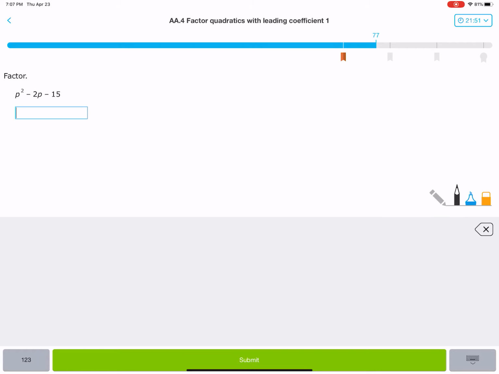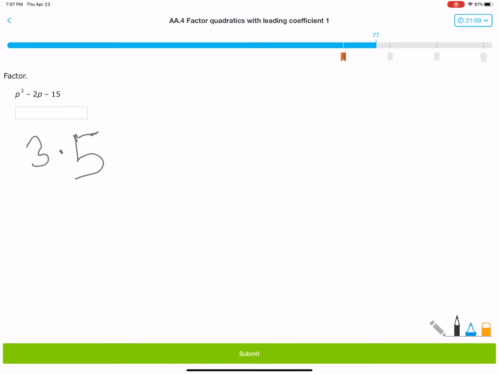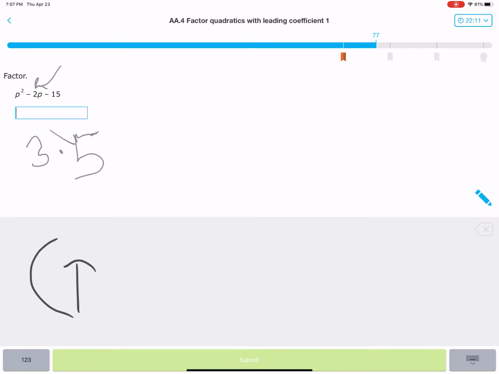Ooh, 15 to get a 2. 3 times 5 gives me 15. And if I subtract those, I get 2. And the 2 should be negative, so that means the 5 has to be. So it should be p minus 5 and a positive 3.